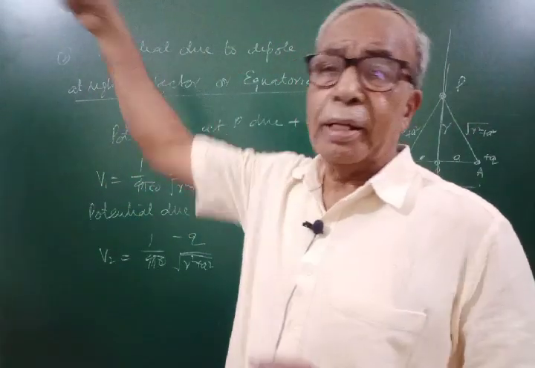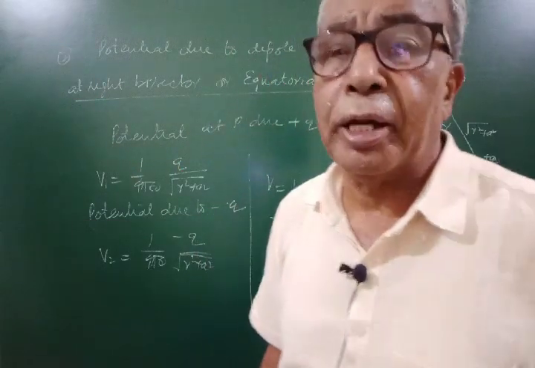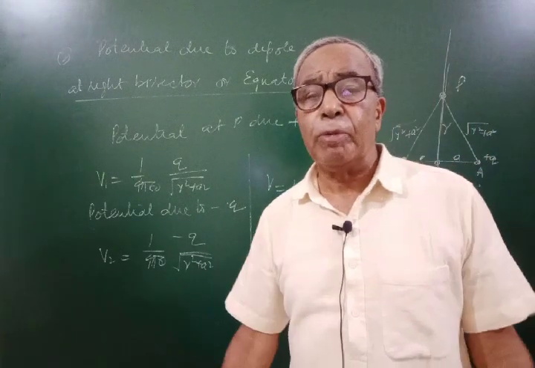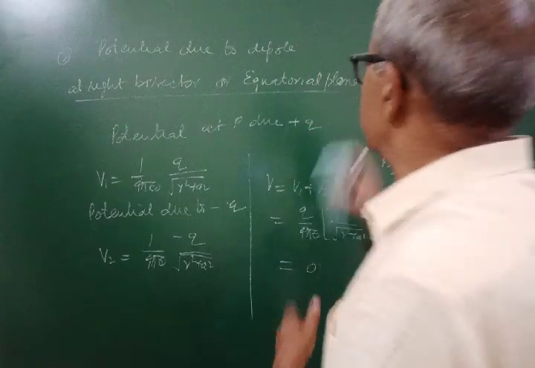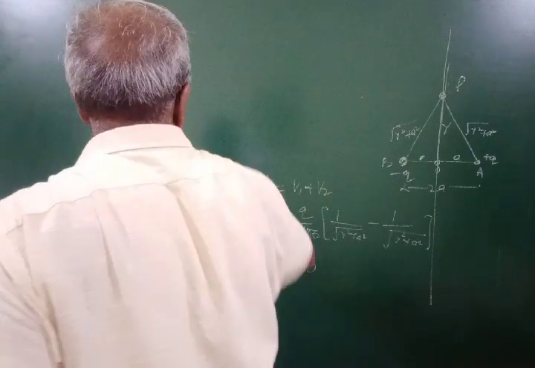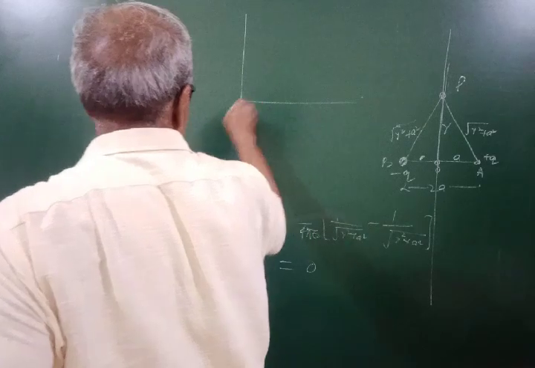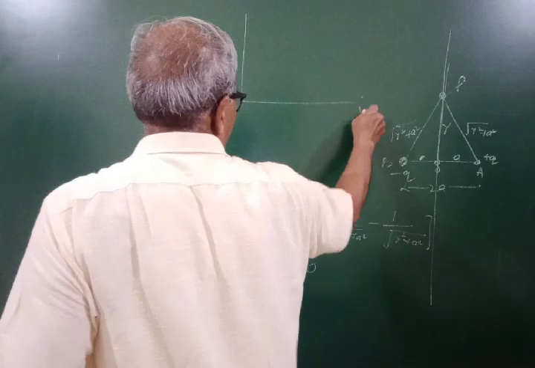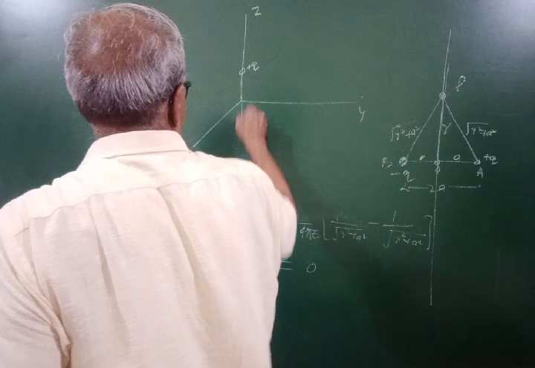You can imagine your room. At top corner here we have plus q charge, and at same depth we have minus q charge. Then electric potential in the floor at every point of floor is 0. Otherwise you can say like this also, in terms of x, y, z axis. If we draw here x, y and z axis, here is plus q charge, there is minus q charge.